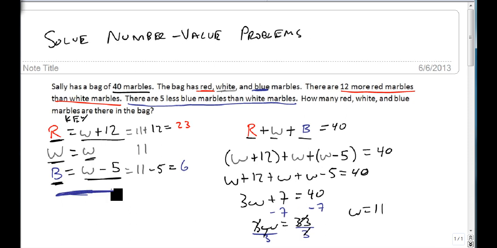Does that work for the problem as a whole? Well, 23 plus 11 plus 6. 3 plus 1 plus 6 is 10, which is 0, carry the 1. 1 plus 2 plus 1 is 4. Look at that. We ended up with 40 total marbles, where 23 are red, 11 are white, 6 are blue. There are 12 more reds than whites, and there are 5 less blues than whites. And we finished our problem.